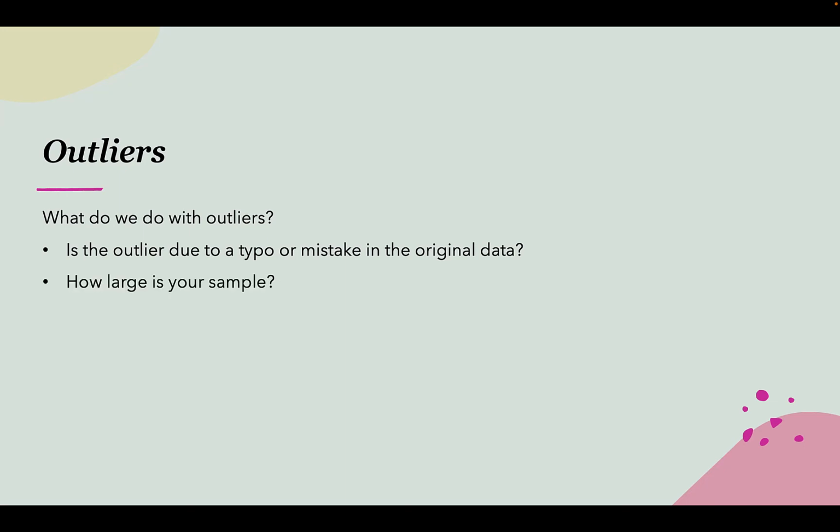If this isn't due to a typo or a mistake, then we need to take a look at our sample size. When sample sizes are extremely large, so into the thousands, we expect some outliers. In this case, we definitely do not want to discard the outliers. We just don't want a lot of outliers.